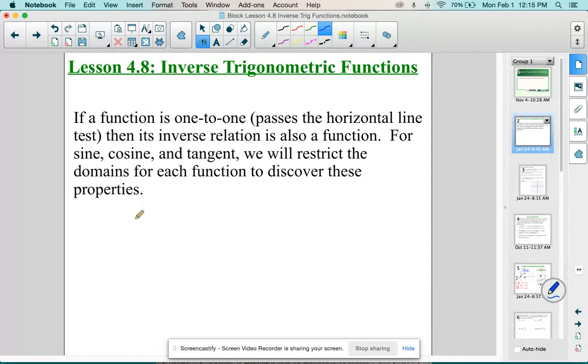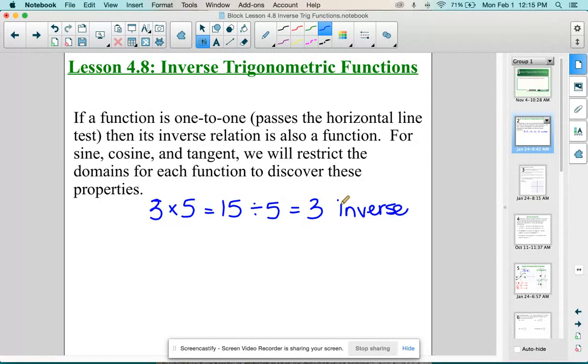If I said to take 3 times 5 and then perform the inverse operation, that would be like dividing by 5. Okay, so an inverse operation will undo what was just done. Okay, multiplication and division are inverses of each other.